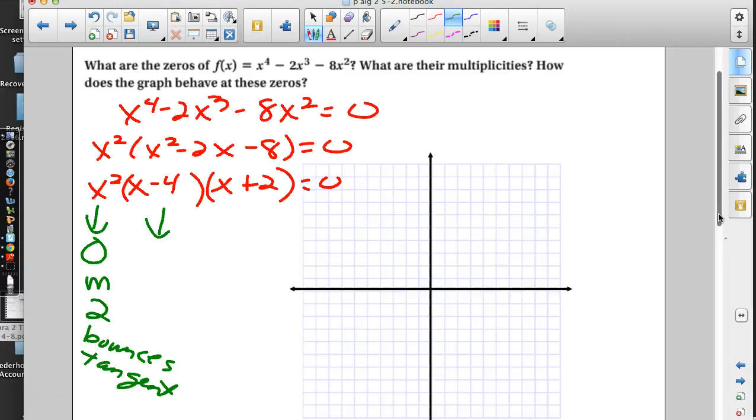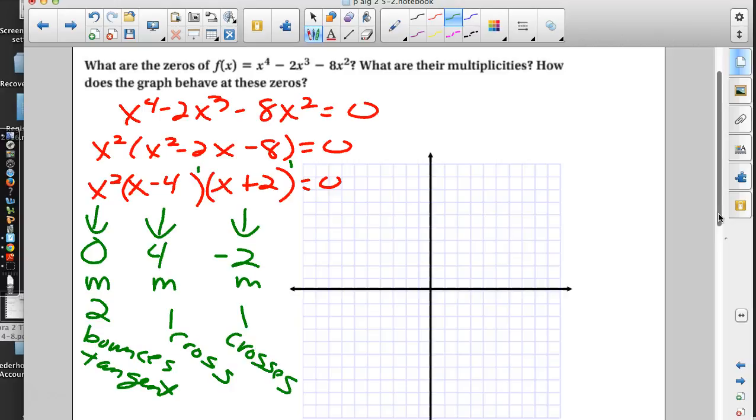How about x minus 4? What's our 0 there? 4. Multiplicity, what's its power if there isn't a power there? 1. That's going to be a crosser. That's going to cross. Last set of parentheses. What's our 0? Negative 2. Multiplicity, that's a crosser. Well, let's get this stuff on here. So we've got 0, 4, and negative 2.